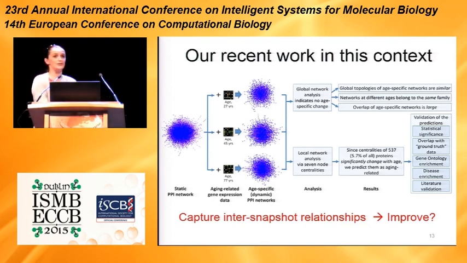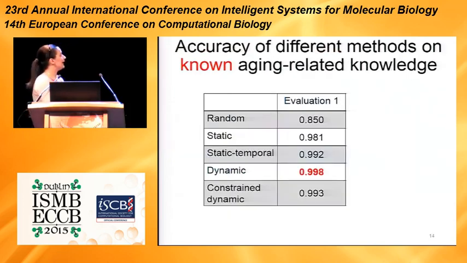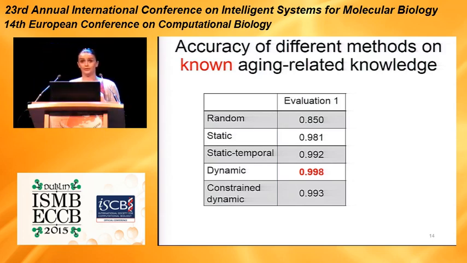Here we are trying to basically see if we use our dynamic graphlets as a basis of a temporal approach, can we improve the predictions compared to our original approach. So we compare the static graphlet-based approach, the static temporal graphlet-based approach, and the dynamic graphlet-based approaches on how well we can predict currently known aging-related knowledge if we hide it.